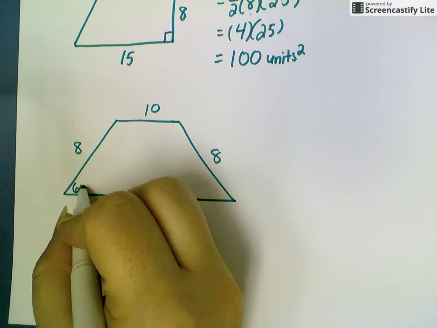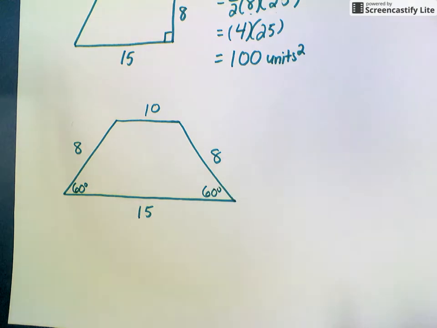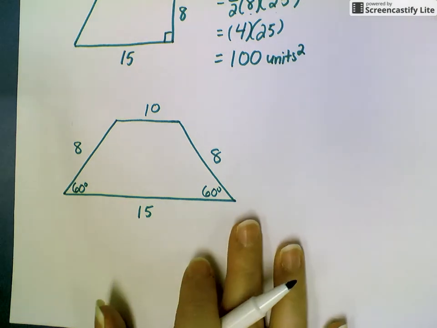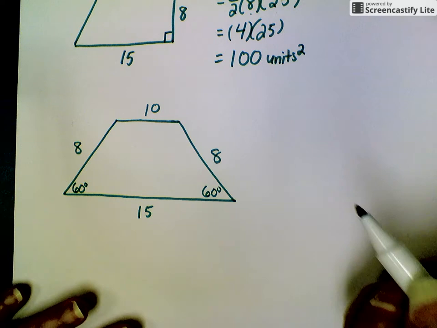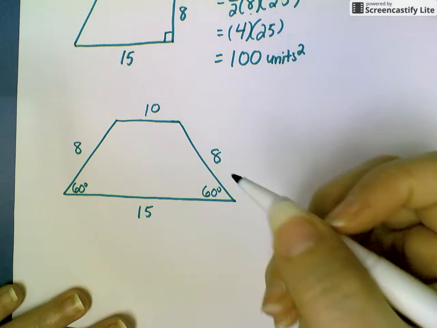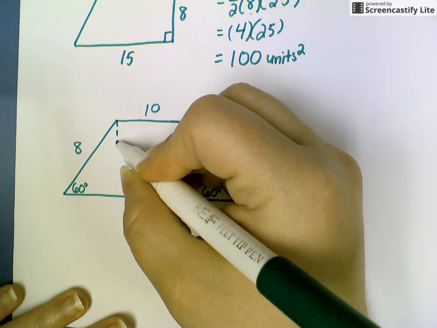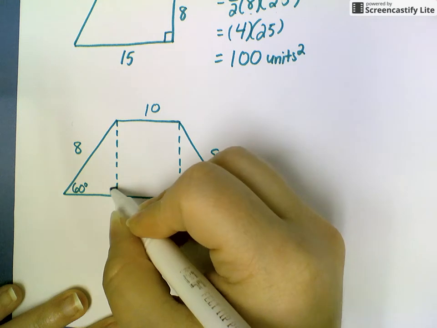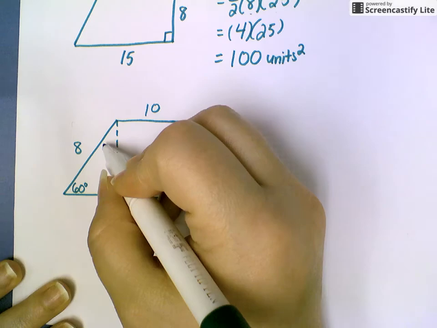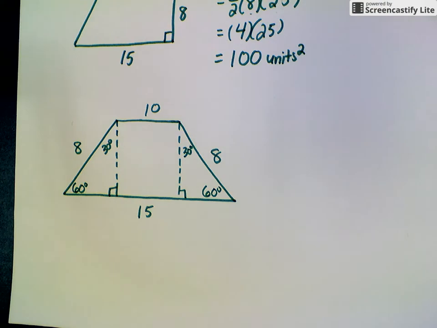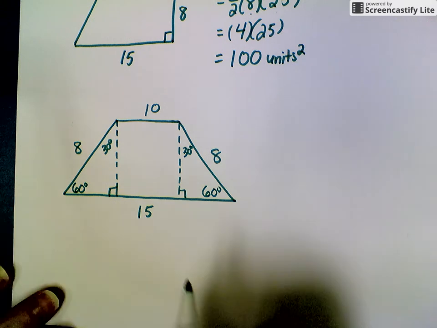Oh, I forgot. There's one more thing I need to tell you. These base angles are 60 degrees. You might remember from when we did some problems like this in Chapter 8, using the Pythagorean theorem or special right triangles, that we can draw the height on either side of our trapezoid, and that's going to form two 30, 60, 90 triangles, and we can use that to find out what our height is.